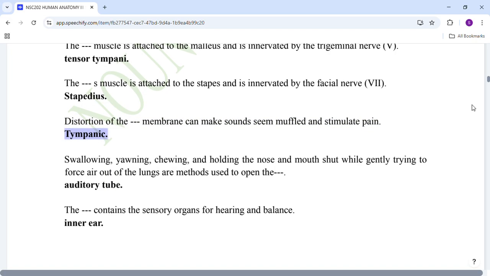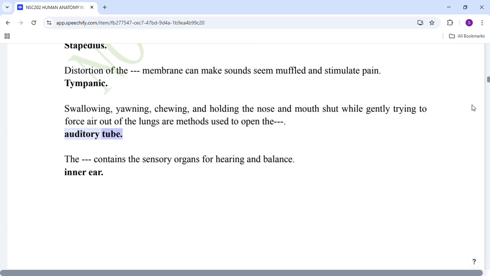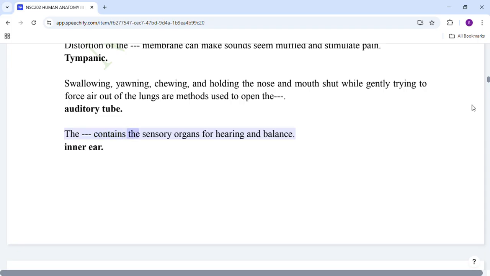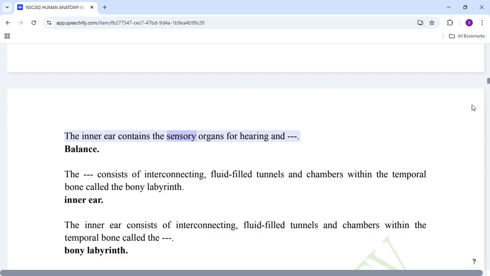Distortion of the tympanic membrane can make sounds seem muffled and stimulate pain. Swallowing, yawning, chewing, and holding the nose and mouth shut while gently trying to force air out of the lungs are methods used to open the auditory tube. The inner ear contains the sensory organs for hearing and balance.